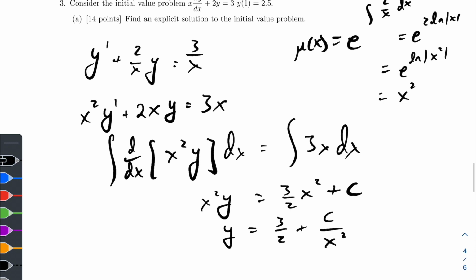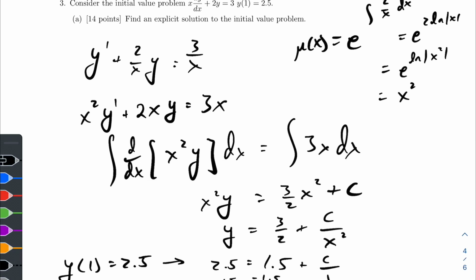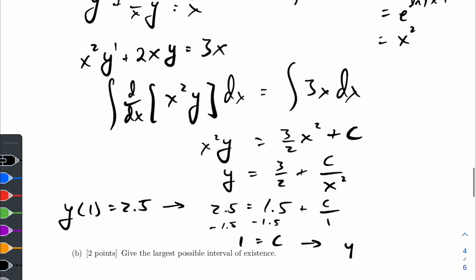And y of 1 is equal to 2.5. So we get 2.5 is equal to 3/2. 3/2 is 1.5, might as well write that out, plus c over 1 squared. 1 squared is just 1. So I'll subtract 1.5, and I get 1 is equal to c over 1, which is c. So that's our c value. So our solution would be y equals 3/2 plus 1 over x squared, 1 being our c value.